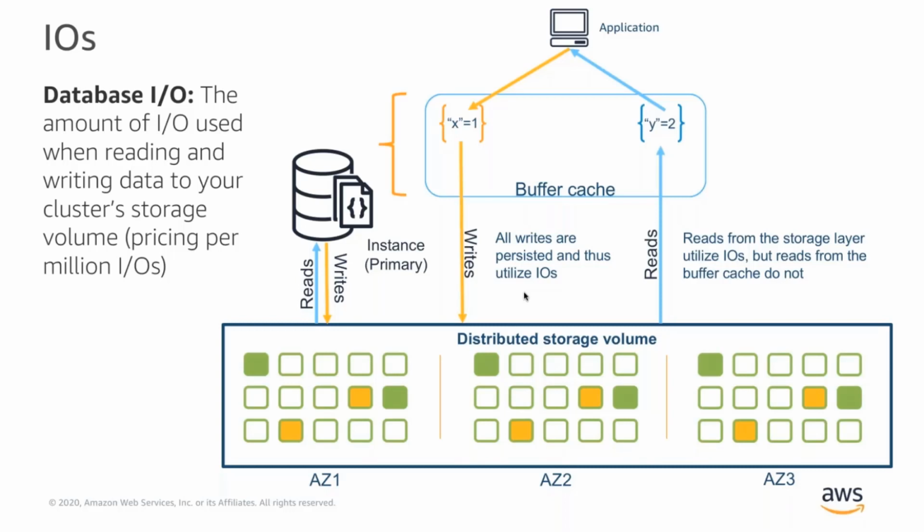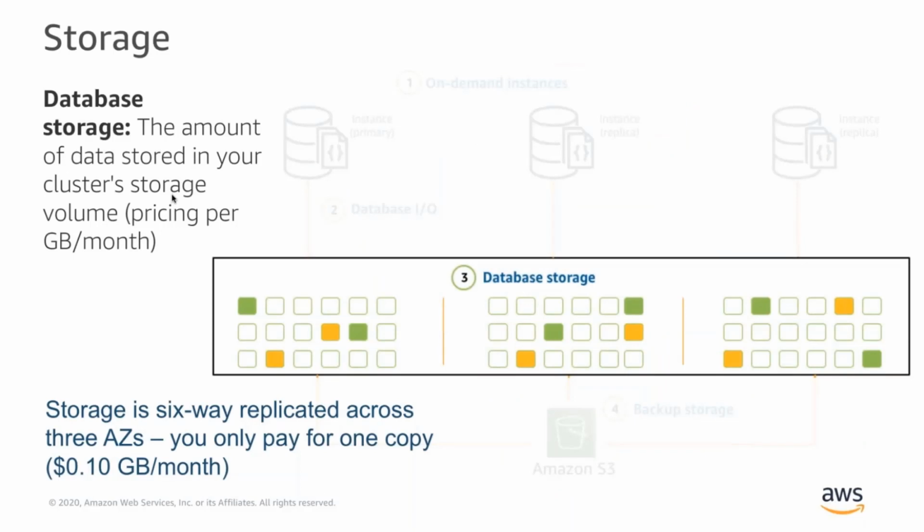It's about the utility and the efficacy of your buffer cache based on your workload, and how that helps reduce I/Os. And then there's storage, right? With storage, you pay for the amount of data that is persisted in a cluster. Now, unique to DocumentDB is that we replicate data 6 ways across 3 AZs, but you only pay for 1 copy of your storage. So if you store 100 gigabytes of data, you're only going to pay for 100 gigabytes of data. You're not going to pay for 6 times 100 gigabytes, but for the value that you get, you still get that 6-way replicated storage across 3 AZs.